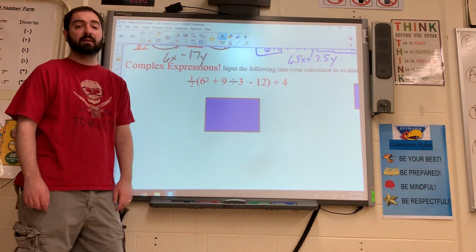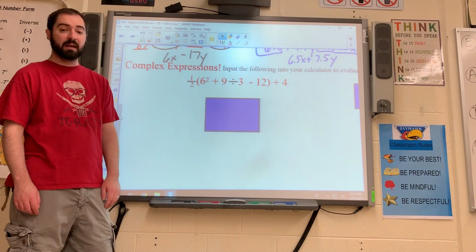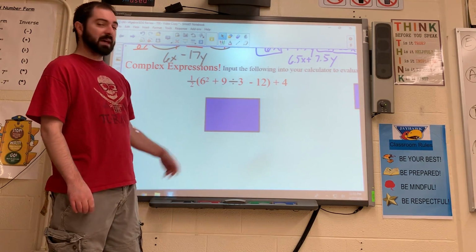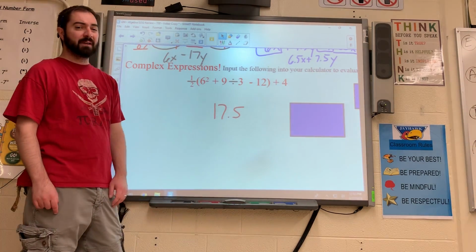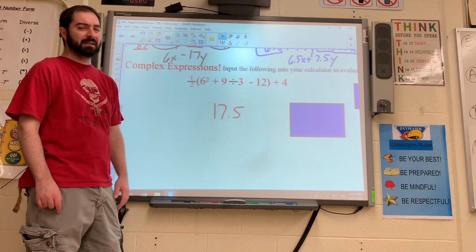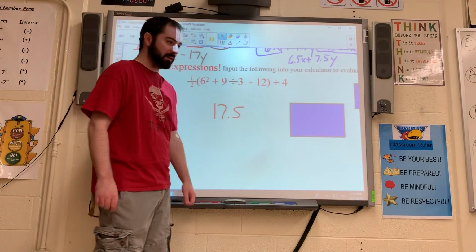I would put that in your calculator. Make sure you know how. If you need help, raise your hand, and we'll help you out with that. But you put that in a calculator, you press enter, and it's basically telling you the answer is going to be 17.5. So there's really nothing to this problem. It's really a technology problem. Just know how to put it in the calculator.